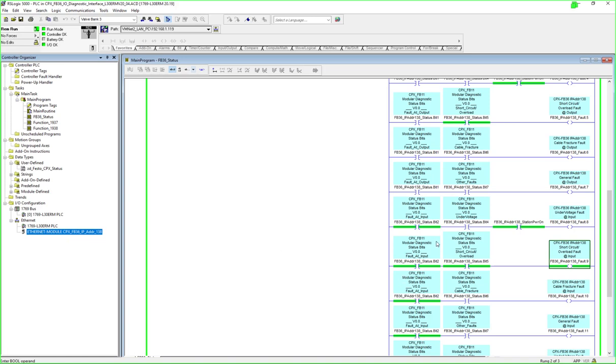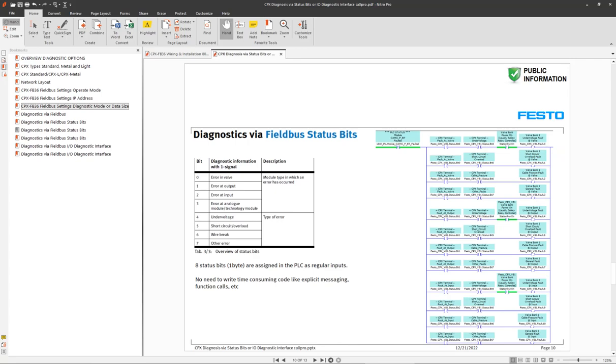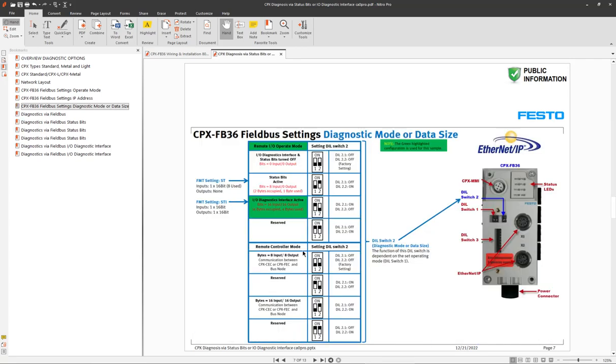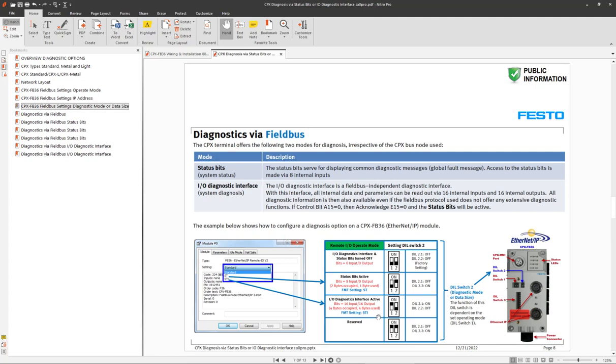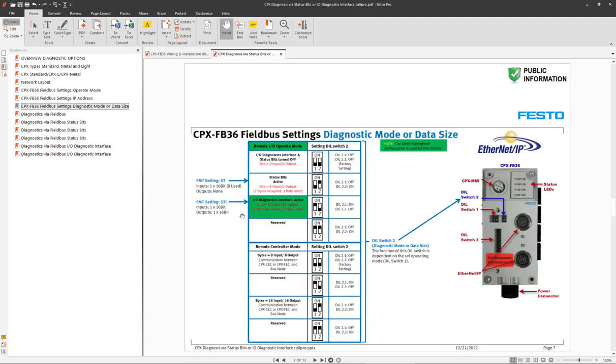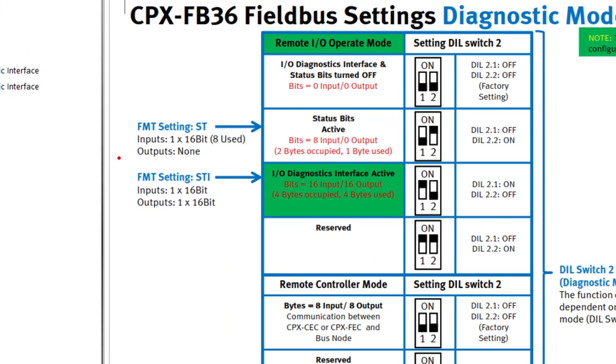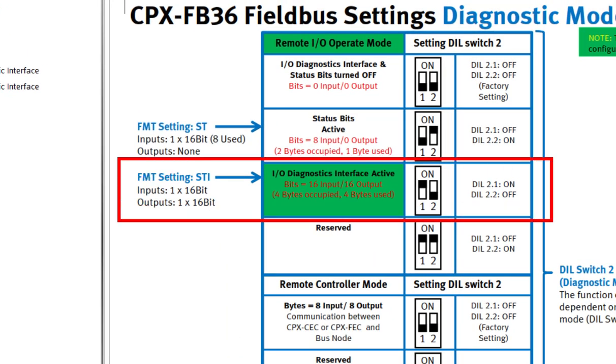Okay, so this is a bare minimum to have the status information here coming back to the controller, whether it be a robot or a PLC. Now, the next DIL switch setting is going to be the IO diagnostics interface. This one right here.